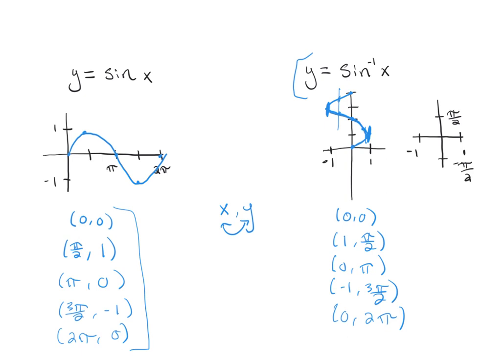But what we're going to do is actually shift that down. So we've got the (0, 0), and then the (1, pi over 2), and then the (negative 1, negative pi over 2). So this right here, we're just going to draw that and then stop. That's the graph of inverse sine.